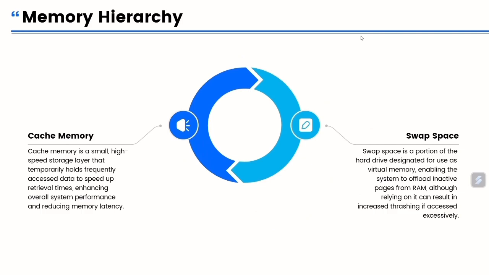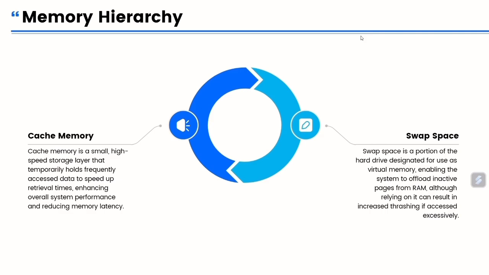Memory hierarchy. Cache memory. Cache memory is a small, high-speed storage layer that temporarily holds frequently accessed data to speed up retrieval times, enhancing overall system performance and reducing memory latency.